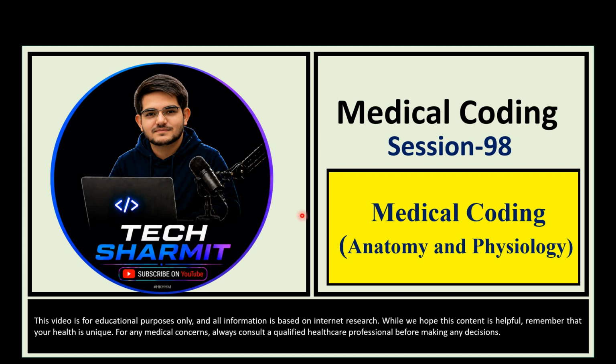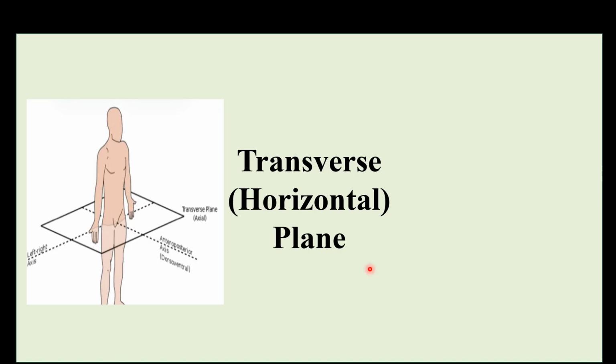In this session, we are going to talk about another very important topic related to medical coding anatomy. Mainly we are going to continue the session series related to the planes of the body. In our previous session, we talked about the two types of planes, sagittal plane and frontal and coronal plane. Now we are going to talk about the third plane, that is transverse or horizontal plane. So in this session we will discuss each and everything about transverse and horizontal plane.